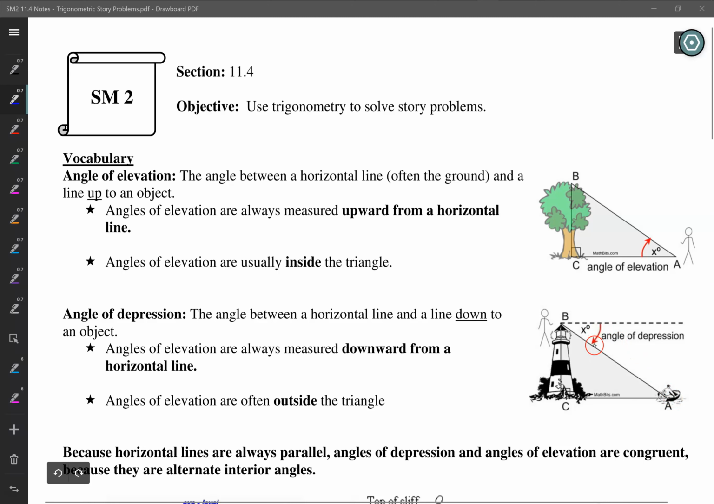Sometimes when people are depressed, you say, oh, I'm really down today. So angles of depression are measured downward from horizontal. And a lot of times, if you're drawing this triangle right here, the angle of depression is going to be outside that triangle.